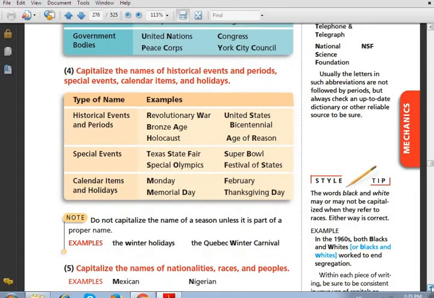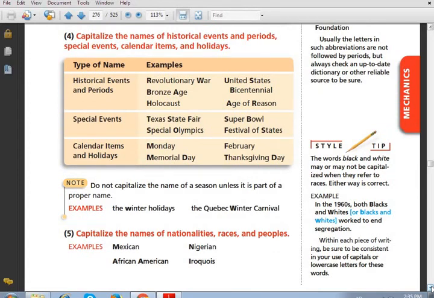What else? Capitalize the names of nationalities, races, and people, just like Greek, Hispanic, Caucasian, African American, Asian, Lakota Sioux, and so on.